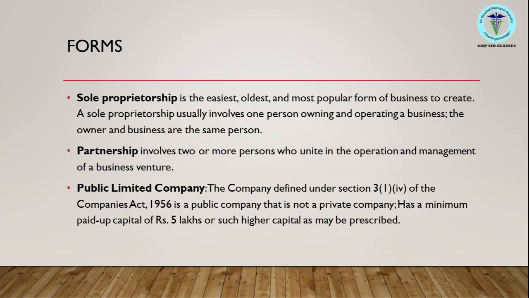The different forms are sole proprietorship, the easiest, oldest, and most popular form of business to create. A sole proprietorship usually involves one person owning and operating a business. The owner and business are the same person. Partnership involves 2 or more persons who unite in the operation and management of a business venture.